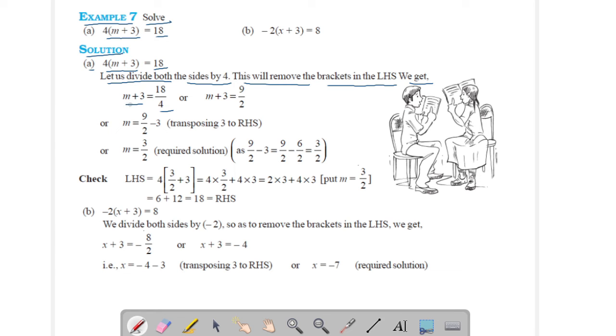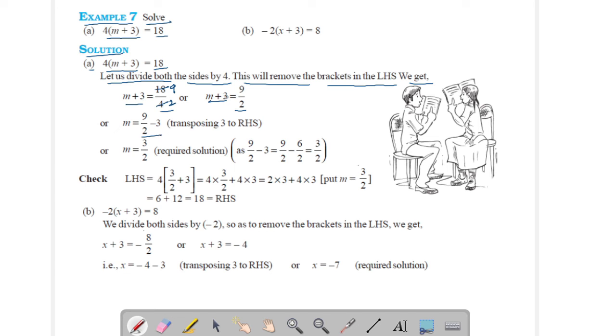So see here, m plus 3 equal to 18 upon 4, and if you solve it, here m plus 3 equal to, simplify it by dividing by 2: 2 nines are 18, 2 twos are 4. This can be written as 9 upon 2, or you can say m equal to 9 upon 2 minus 3.